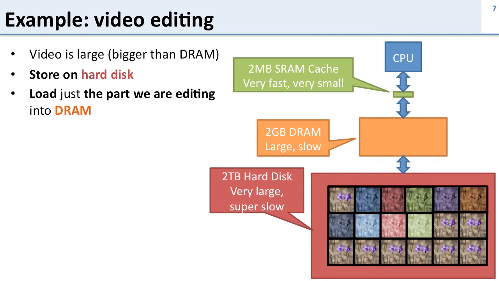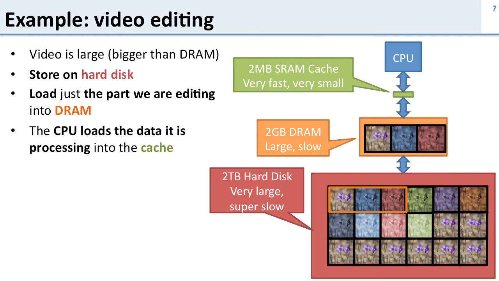So here's our movie. Now, when we're going to go start editing this, we're going to take the part that we're editing and move it into DRAM. So here's the part we're editing, and we're going to go ahead and move it into DRAM so we can work on it. Now the CPU is going to load just the part of that it's actually working on right now into the main memory. So if it's working on the top part of this video frame, it's going to move just that part into the cache to work on it.